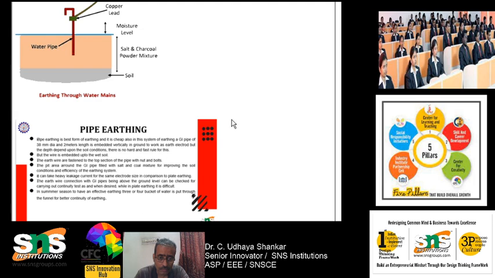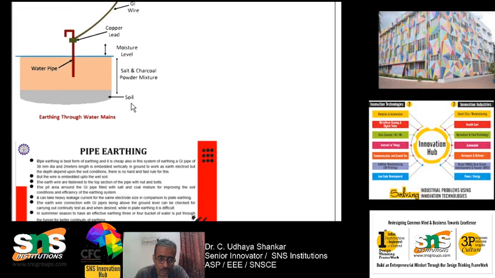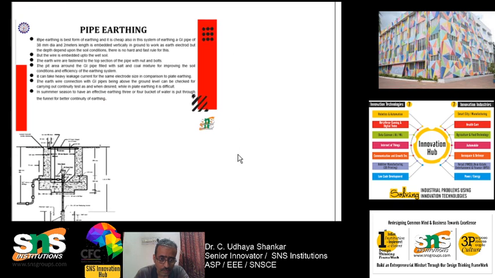So this is the diagram, and you can see it. Here we will be using salt and charcoal, and here the soil is there. The water pipe is there. So this is called pipe earthing. The next type of earthing is pipe earthing.